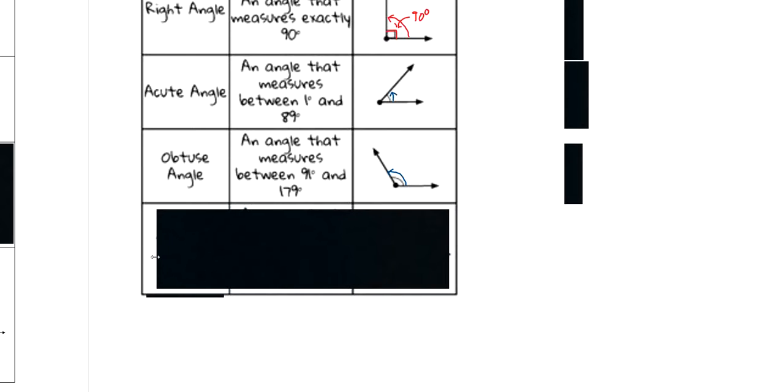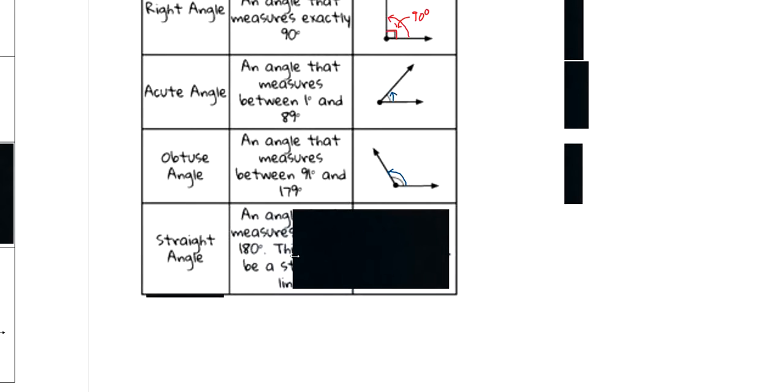All right, and the final angle we will talk about is a straight angle. So remember, obtuse angle was an angle that was in between 180 and 90 degrees. Well, when we have an angle that measures exactly 180 degrees, that's called a straight angle. A straight angle actually looks similar to a straight line. We'll look at that in a second. So a straight angle produces a straight line.